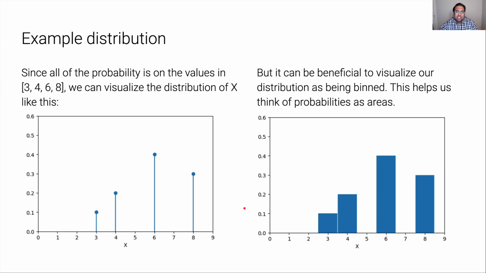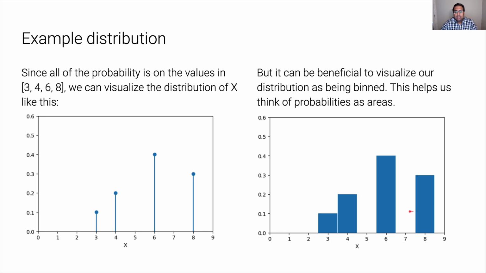The random variable we just looked at only takes on 4 possible values, 3, 4, 6, and 8. And so we can visualize its distribution using this lollipop plot or stem plot that you see here on the left. But it's useful to think of our distribution as being binned, and this helps us think of probabilities in terms of areas. So for example, we could think of having integer bins. Here would be the bin for 1, here would be the bin for 2, this is the bin for 3, this is the bin for 4, this is the bin for 6, this is the bin for 8, so on and so forth.